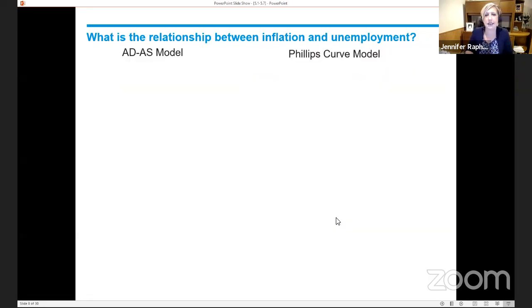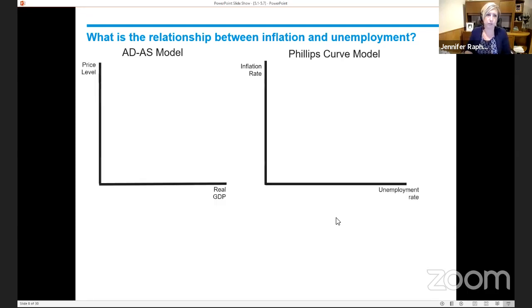Now let's connect the ADAS model and the Phillips curve model together to see how they complement each other. So remember that in the ADAS model, we're graphing the relationship between the price level and real GDP. And in the Phillips curve model, we're graphing the relationship between the inflation rate and the unemployment rate. So I'm going to put some actual numbers into the model just to make it more concrete.